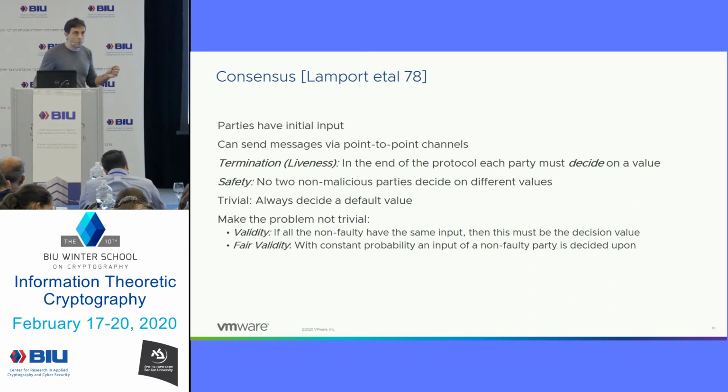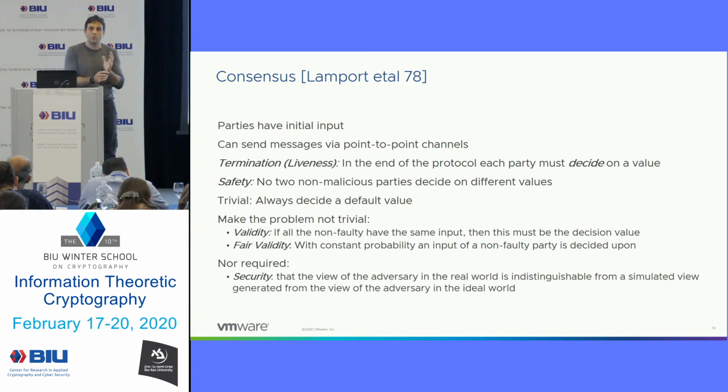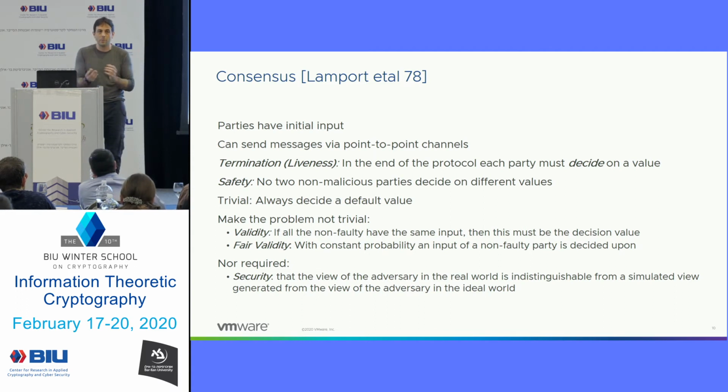Note that what is missing in these properties is a security guarantee, right? So we're not looking at what the adversary learns. We're not trying to hide this decision. So this is the difference between these properties and what you would expect from a full multi-party computation protocol. So before I go on, it's important that everybody understands the consensus problem.